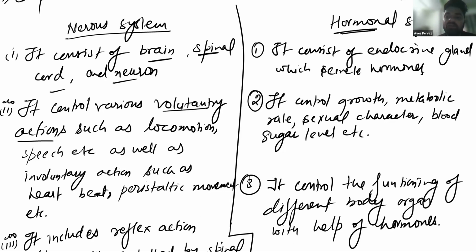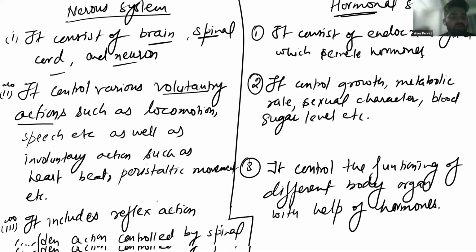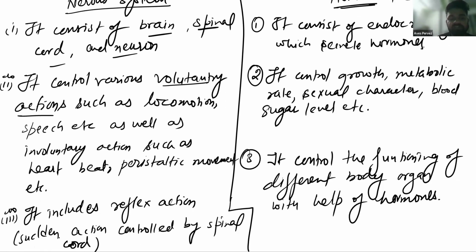The hormonal system controls metabolic activity, sexual characters, and blood sugar level. Since the spinal cord participates in reflex action, which you know very well, we can simply say that the nervous system includes reflex action, that is sudden action controlled by the spinal cord. The hormonal system controls the functioning of different organs with the help of hormones.